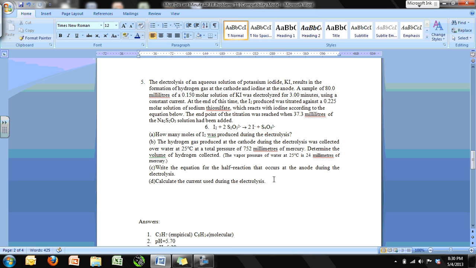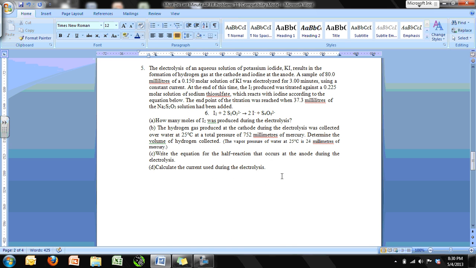Now problem number 5 is based on redox. Don't be scared looking at the length of the problem. They are just giving you the data that you need to be able to solve this problem. So let's look at the redox problem. This problem says the electrolysis of an aqueous solution of KI. So KI, aqueous solution, is electrolyzed, and it makes hydrogen gas at the cathode, and it makes iodine at the anode.